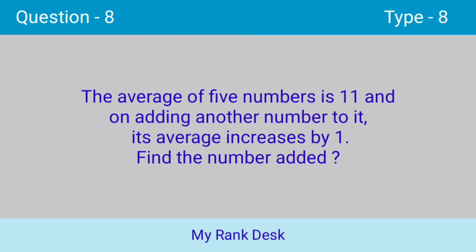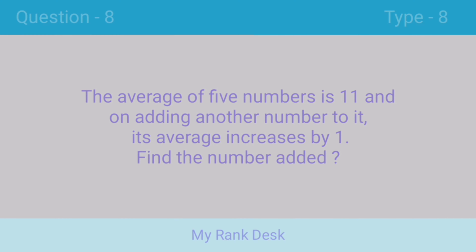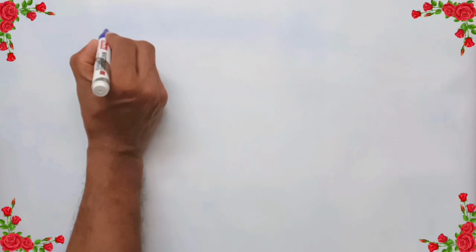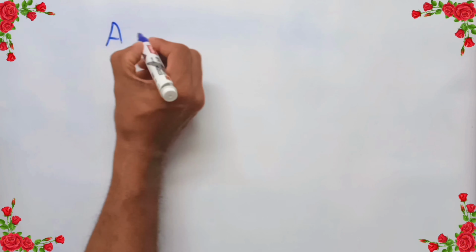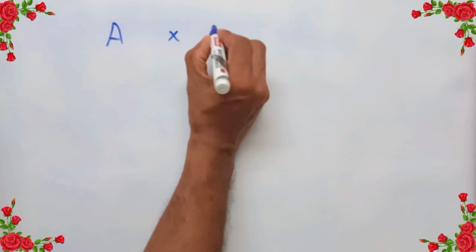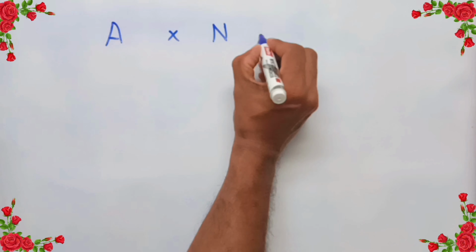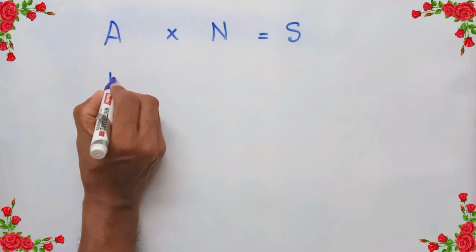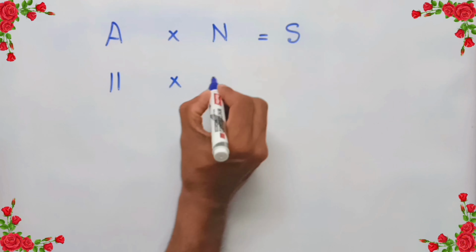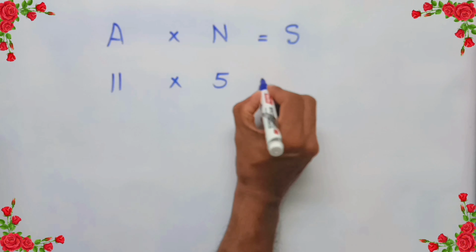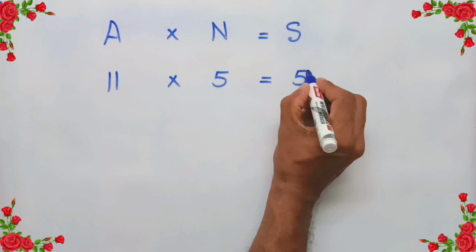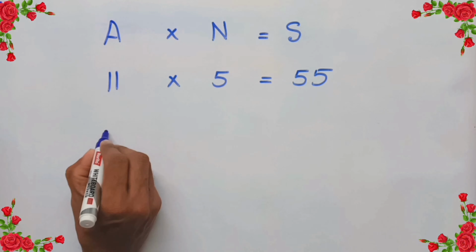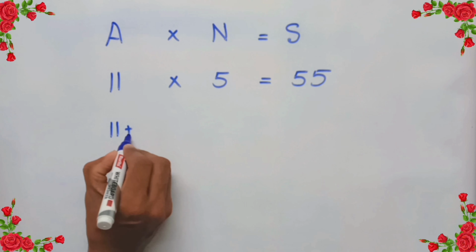Let's solve the problem. We know that average into number equals sum. It is given that the average of 5 numbers is 11. On multiplying the average of 5 numbers, 11, by the number of terms, 5, we get 55, which is the sum of the 5 numbers.